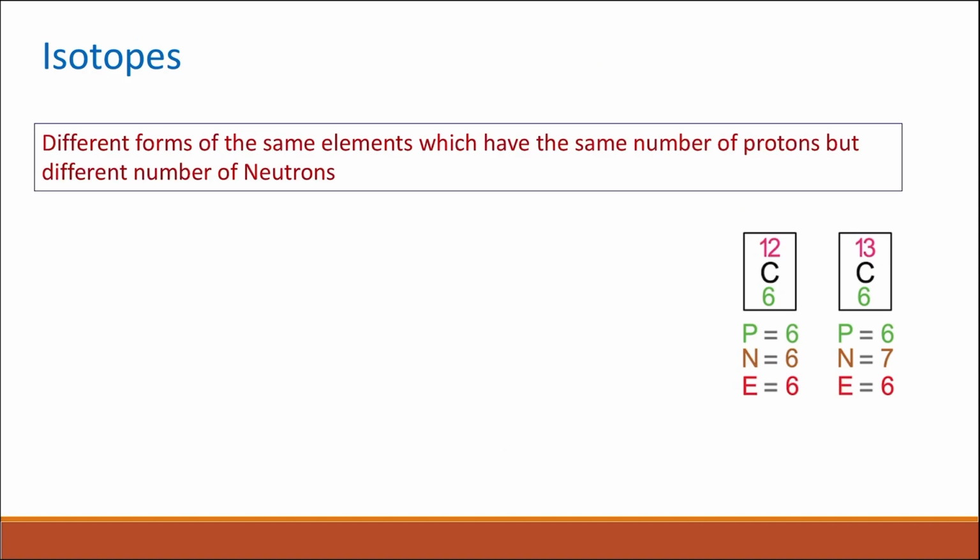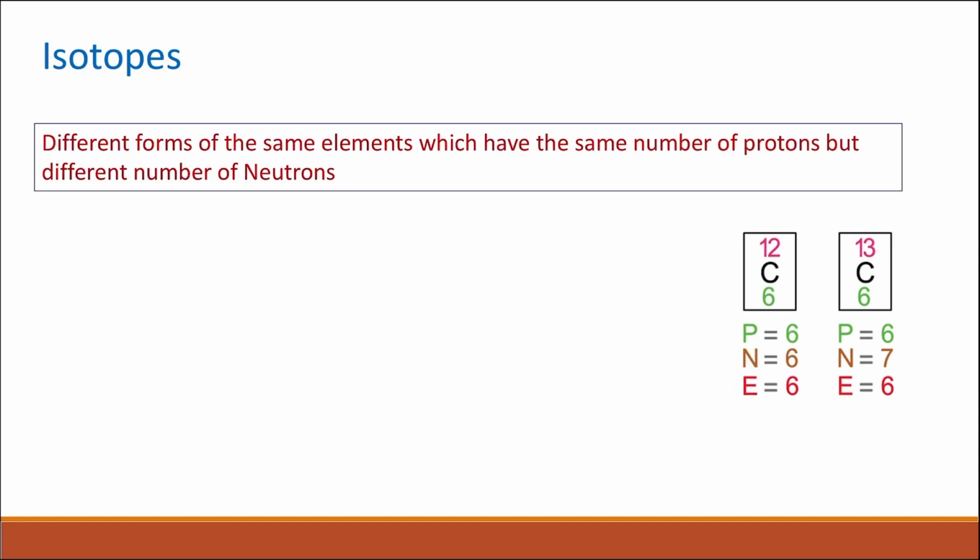So for the same element, you might find different atoms which are of the same element. They have a different number of neutrons. They will always have the same number of protons and electrons, but they could have a different number of neutrons. Having a different number of neutrons means that the mass number is now different. And these different forms of an atom are called isotopes.